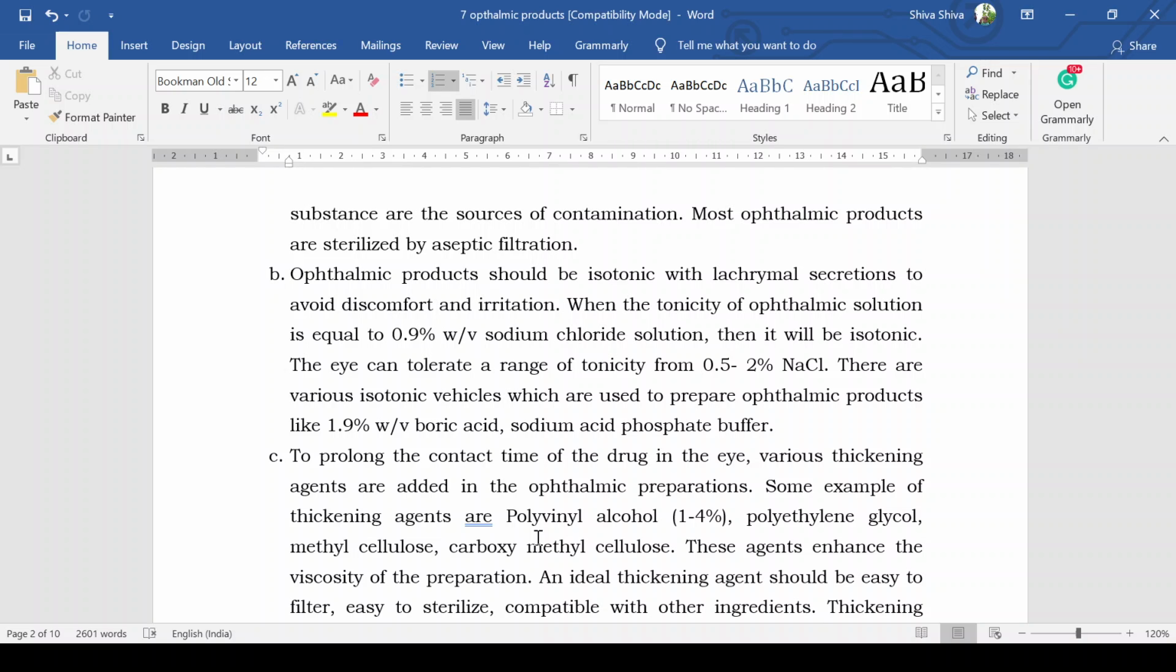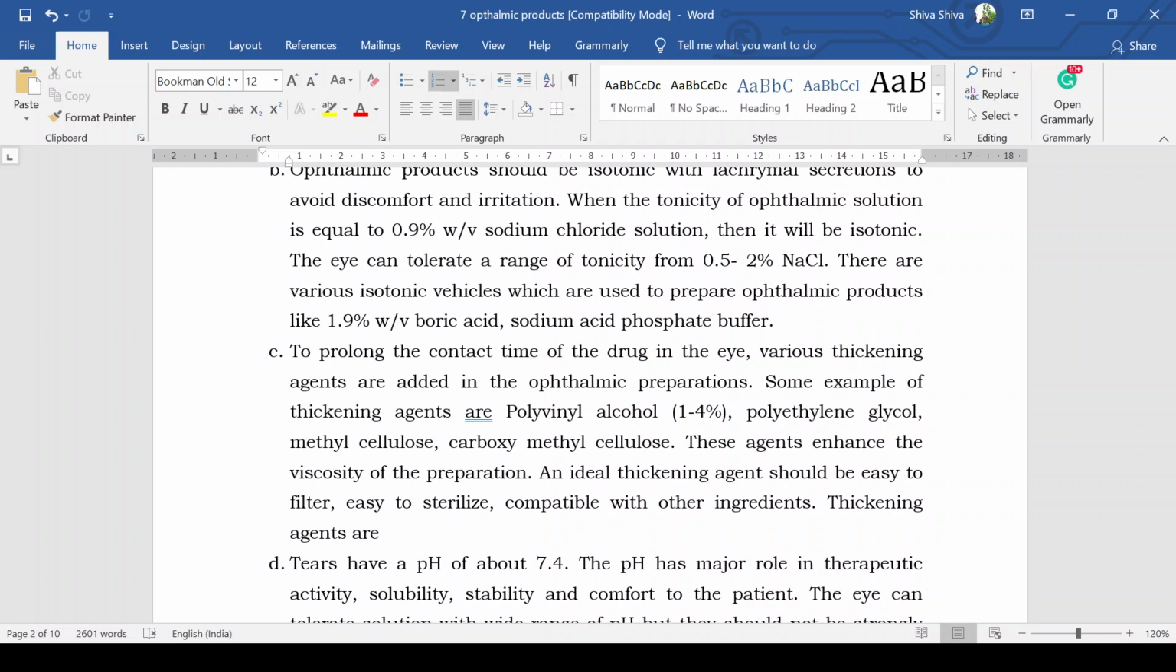Okay, consider this point while formulating eye preparations. The eye can tolerate tonicity of 0.5 to 2% sodium chloride, but the optimal tonicity should be 0.9% weight by volume of sodium chloride solution. There are various isotonic vehicles which are used to prepare ophthalmic products, like 1.9% weight by volume boric acid and sodium acid phosphate buffers.